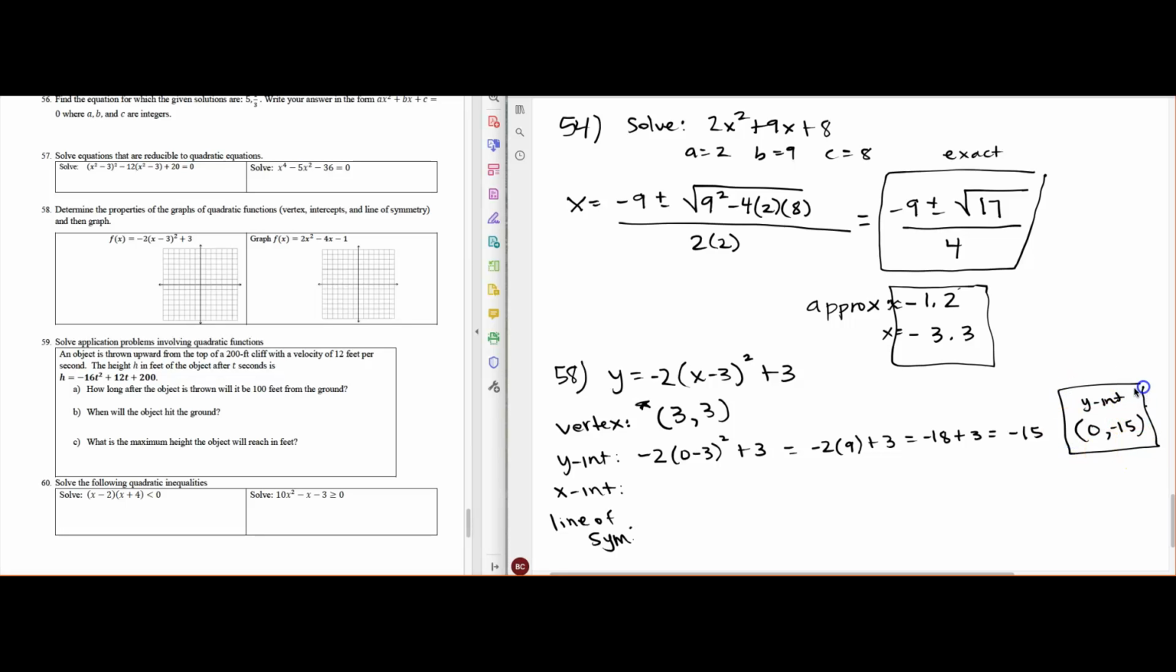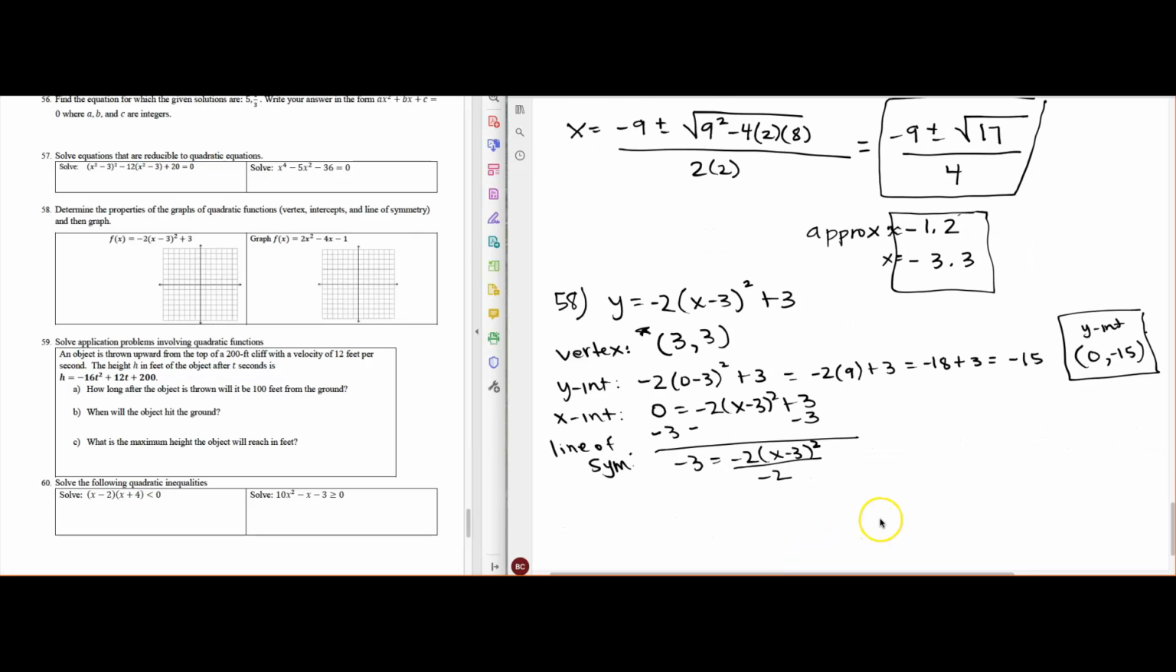Okay, and how about x-intercepts? How do I find those? Your y equals 0. Yeah, so we're going to put 0 equals negative 2 times x minus 3 squared plus 3. Okay, and now we just need to solve this here. So I'm going to start by subtracting my 3 over. So I'm going to get negative 3 equals negative 2 times x minus 3 squared. And then I'm going to divide by negative 2.